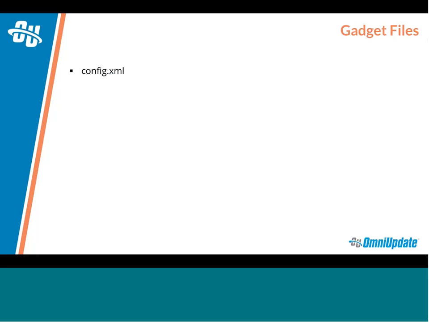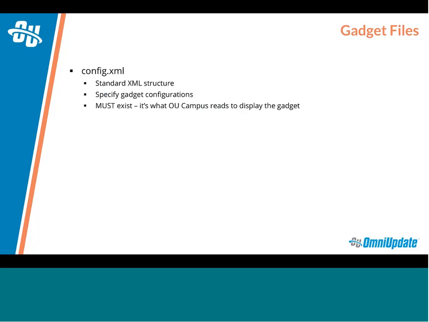So, looking into the config.xml file to start with. It has standard XML structure. We specify the gadget configurations that we want, and this must exist. It is what OU Campus reads to display the gadget. Index.html file. It's the main application file, contains your HTML, CSS, and JavaScript.